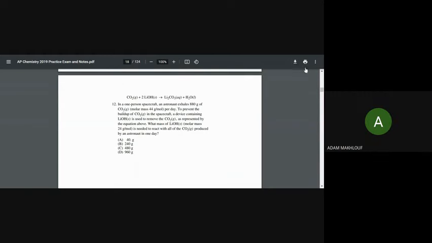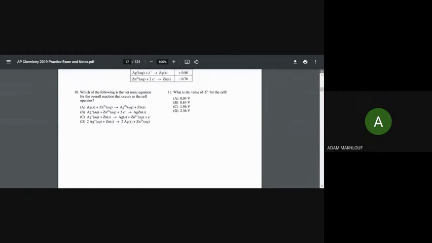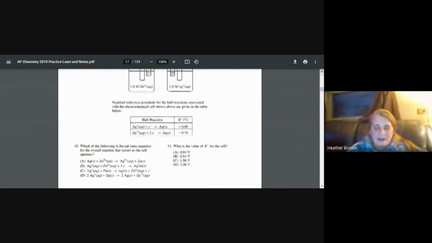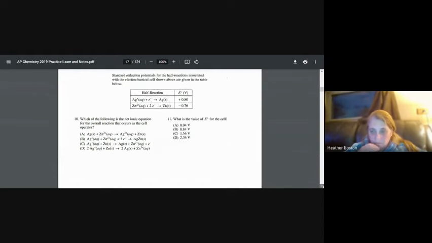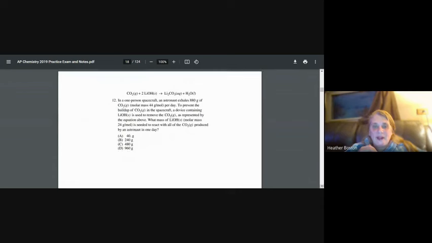Wait, for number 10, is it just remembering how to do half reactions? Right, the balancing of the half reactions. Because remember, they can't both be reduced. In order to have a reduction, you have to have an oxidation also. So you have to figure out which one's going to be reduced and which one's going to be oxidized, and that's what we're going to learn next. But the other part of it is balancing half reactions that we learned in first semester. We will be reviewing that together too.